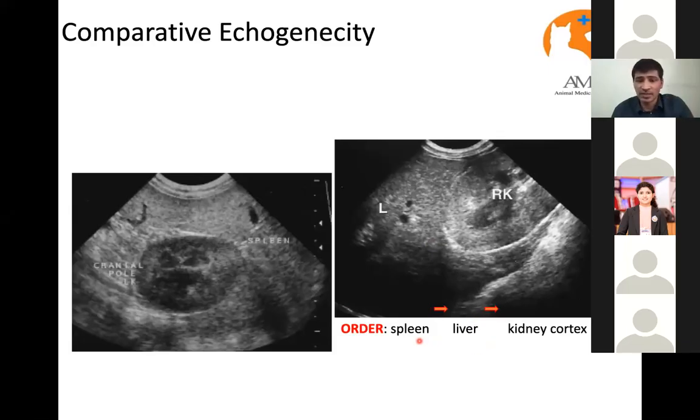Here you can see the spleen is most white, then less white is the liver, and less white still is the kidney cortex, which is more black. This is the pattern. We have to understand that the spleen is hyperechoic to the liver, the liver is hyperechoic to the kidney cortex, the kidney cortex is hypoechoic to the liver parenchyma, and the liver parenchyma is hypoechoic to the spleen parenchyma.